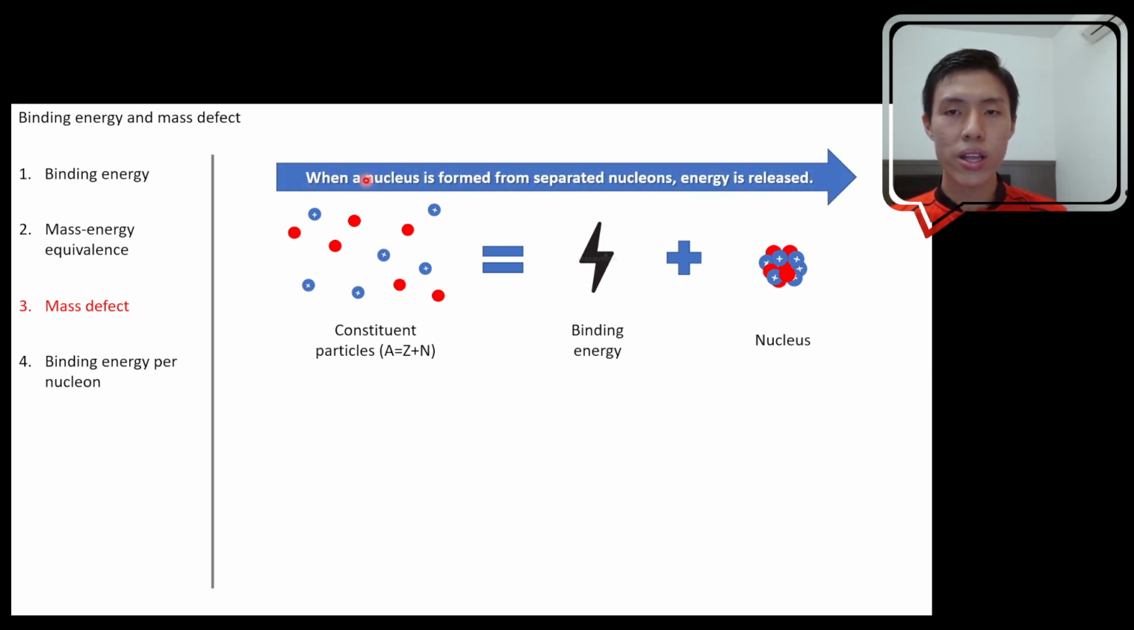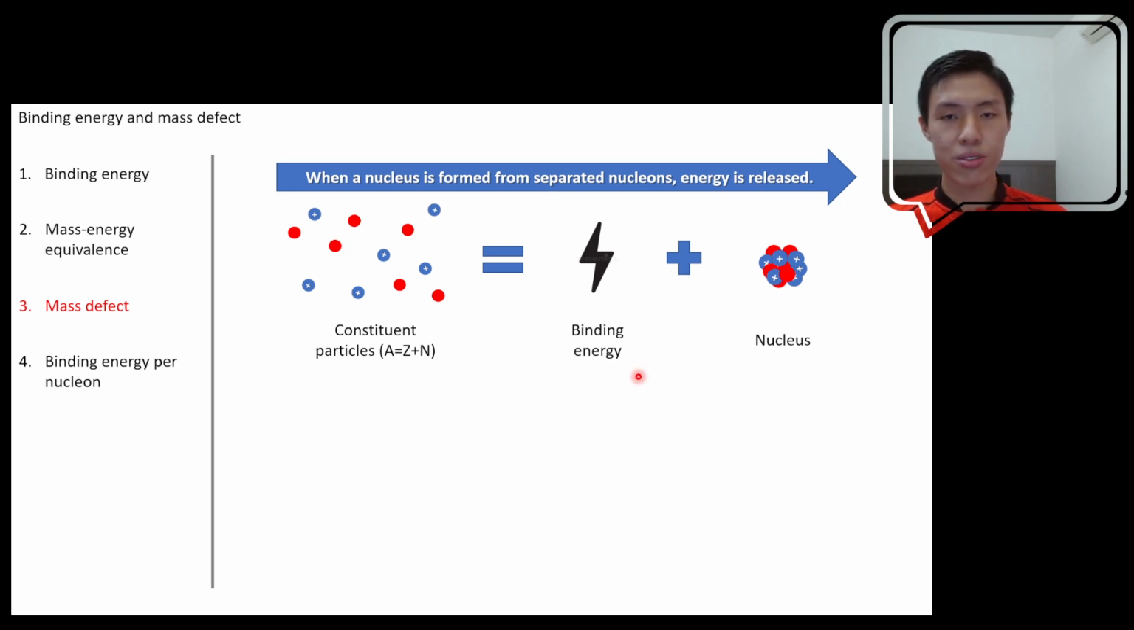Okay, so when a nucleus is formed from separated nucleons, energy is released. This is what we discussed in the previous video. We talked about it being similar to water molecules changing from liquid phase to solid phase. If you go from liquid phase to solid phase, the distance decreases and energy is released. So energy is a product over here. That's why it's on the right hand side of the equal sign.